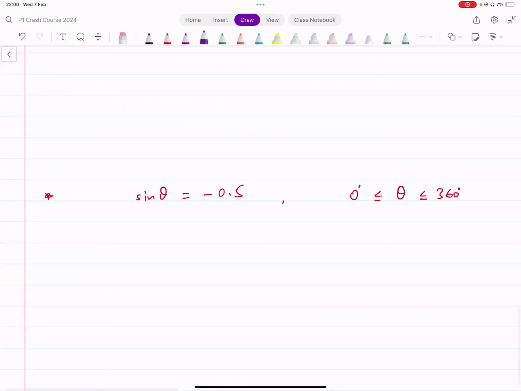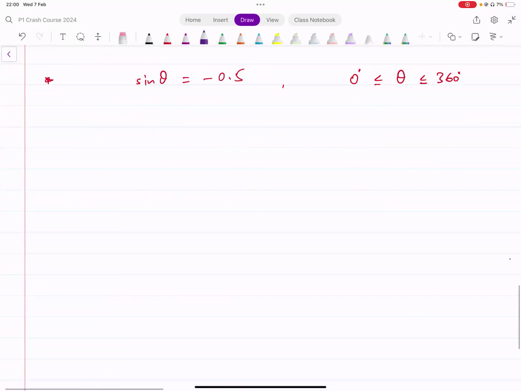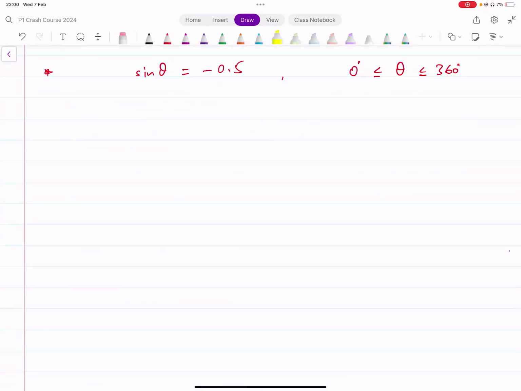Now, first of all, sine here is negative. The result of sine is negative. That means, which quadrants can we be in? Sine negative, remember? A, S, C. Sine is positive in the first quadrant and in the second quadrant. In the first quadrant, all are positive.